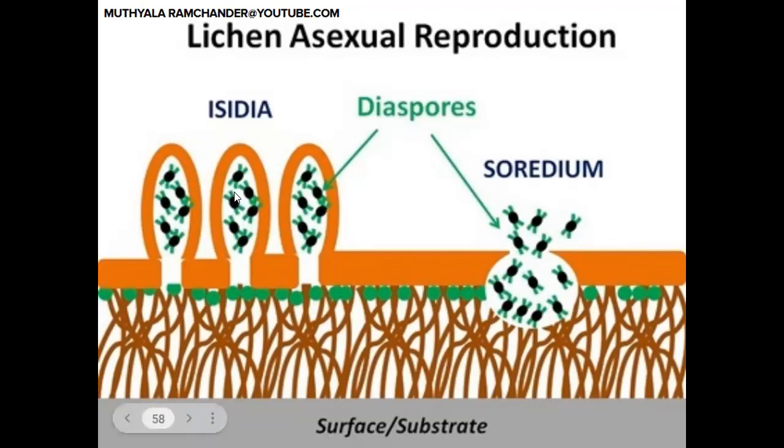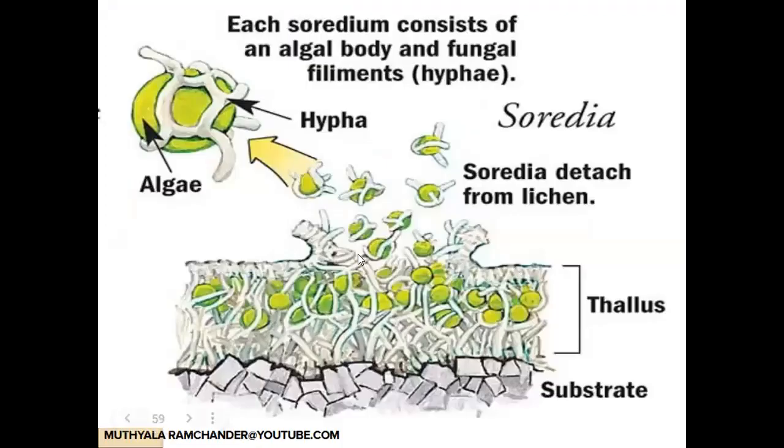When they are released, the isidia and soredia are easily moved by wind, land on a moist surface, and develop into new lichens. See, soredia and isidia also contain photobiont and mycobiont. At the mature stage, they are released from the lichen thallus and develop into new lichens. And cephalodia are also like soredia. See, there are algae and fungi, a clear structure. Which algae is here? Blue-green algae, with fungi.